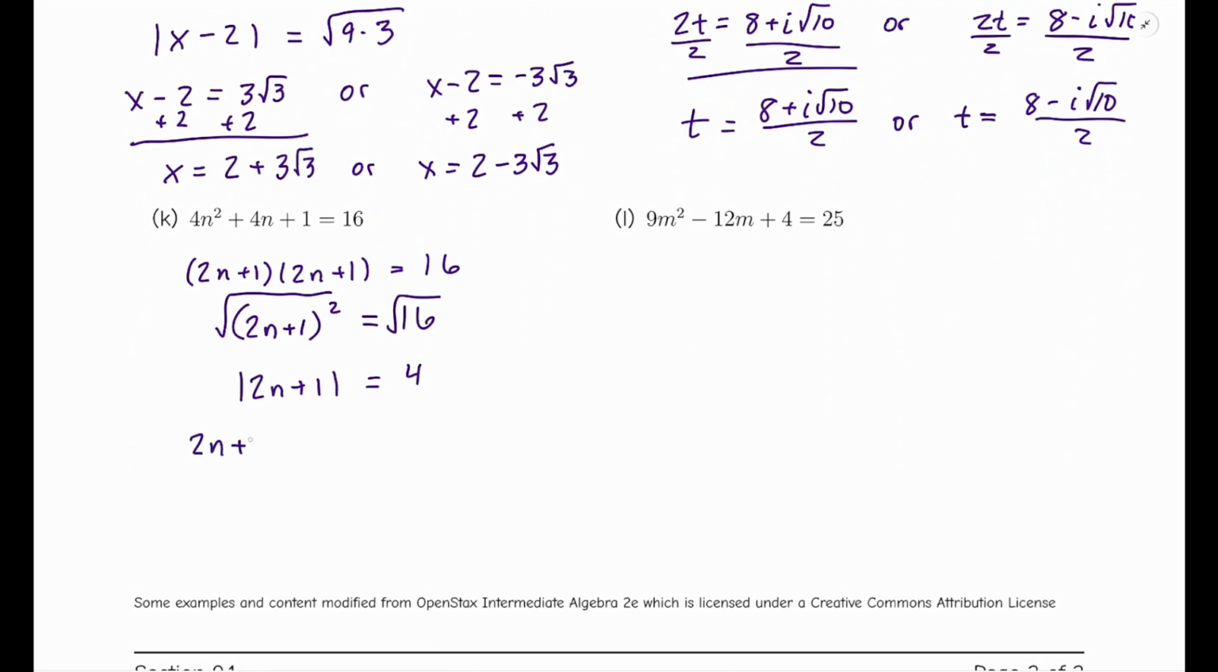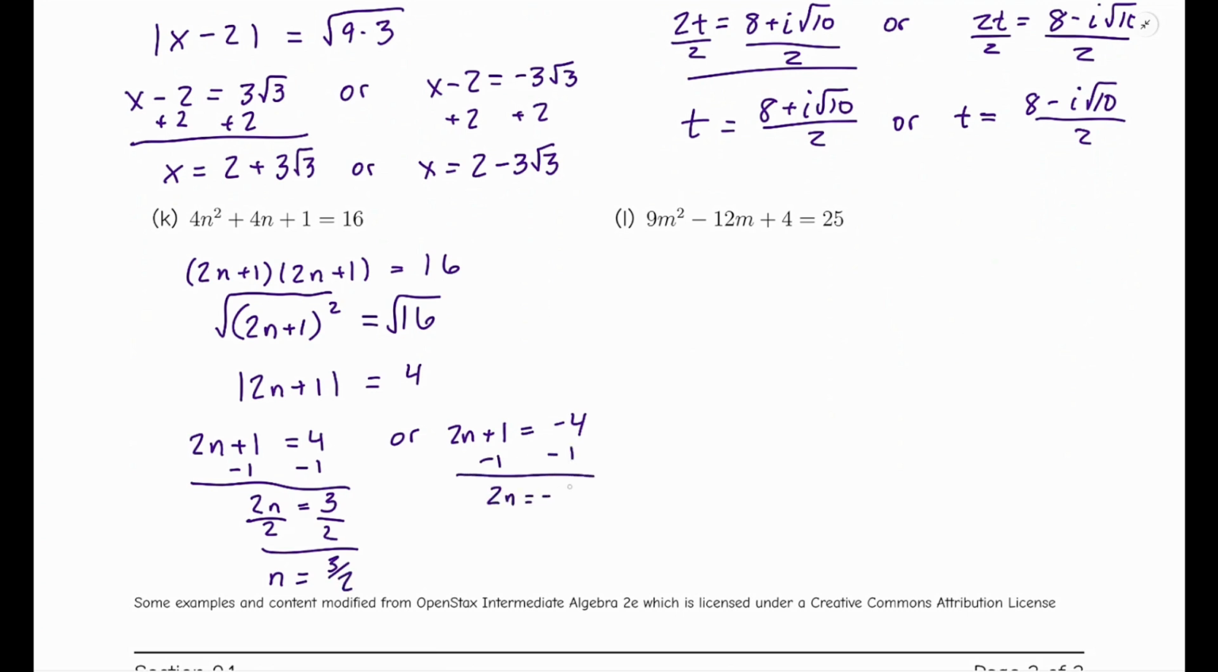Get the absolute value of 2n plus 1 is equal to 4. 2n plus 1 equals 4. Or 2n plus 1 equals negative 4. I'm going to go quickly through this now. So our first answer is n equal to 3 halves. And our second answer is n equal to negative 5 halves.